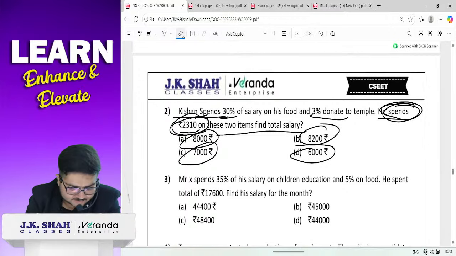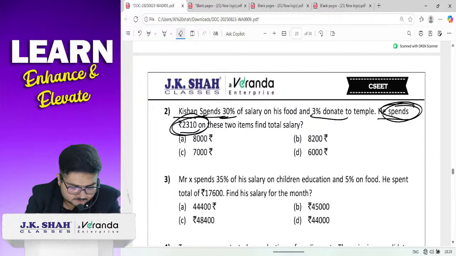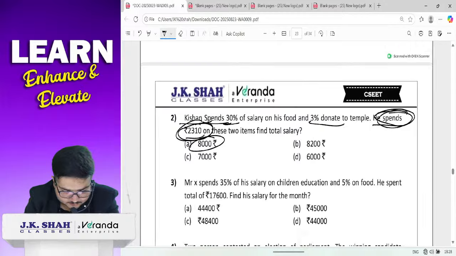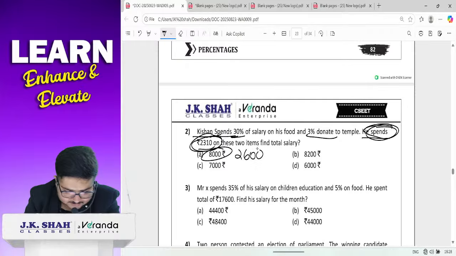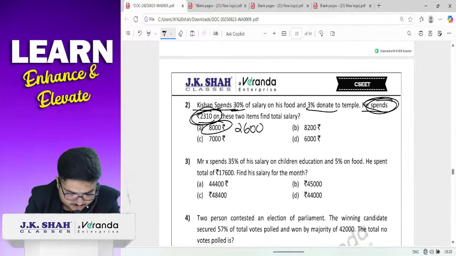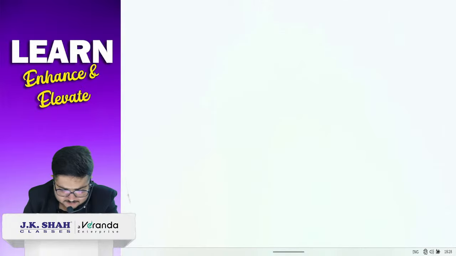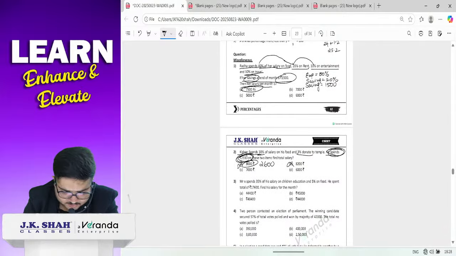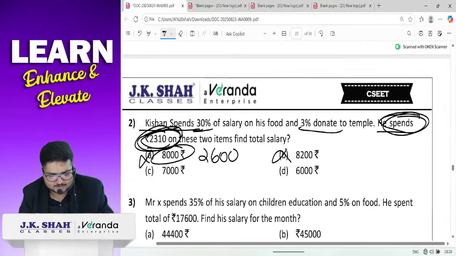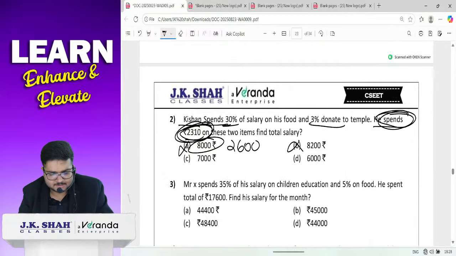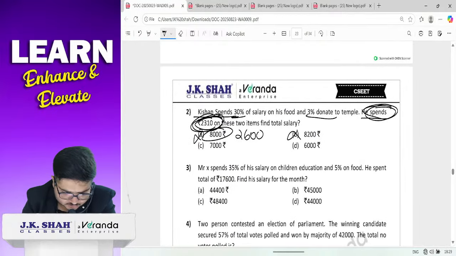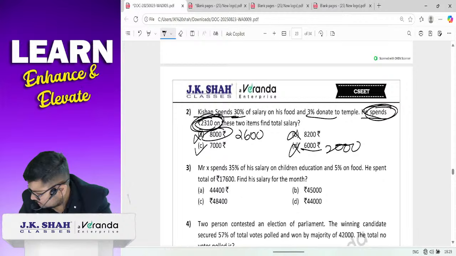For example, 1/3 of 8000 will be around 2600, right? But you don't want 2600, you want 2310. So 8000 cannot be your option. 8200 also won't be your option, na? If 8000 is not your option, how can 8200 be your option, right? So this is also not possible. 33% of 6000 is around 2000. You don't need that. So answer is 7000, right?